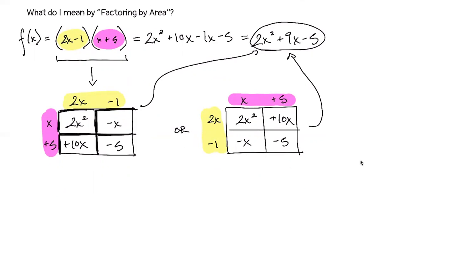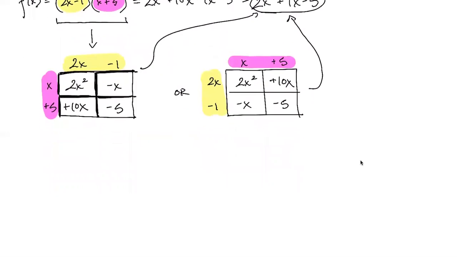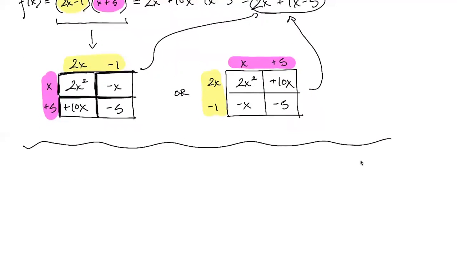Since we know where 2x squared plus 9x minus 5 comes from, let's use this example to go backwards. Let's say we had f of x equals 2x squared plus 9x minus 5, and someone said, hey, I want you to factor this. Instead of panicking, we're going to try this method of factoring using area.